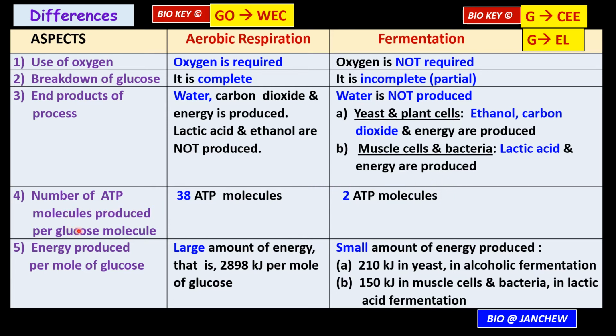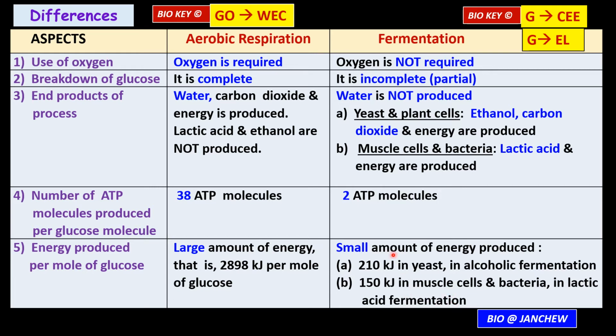Now the number of ATP molecules produced per glucose molecule is 38 ATP molecules for aerobic respiration and only 2 for fermentation. All right. And the energy produced per mole of glucose is a large amount for aerobic respiration. If you can recall, you can write 2,898 kilojoules of energy per mole of glucose. If you can't recall, just write down large amount, right? And the other one, small amount of energy produced, 210 kJ in yeast during alcoholic fermentation, and 150 kilojoules, kJ is kilojoules, in muscle cells and bacteria in lactic acid fermentation.